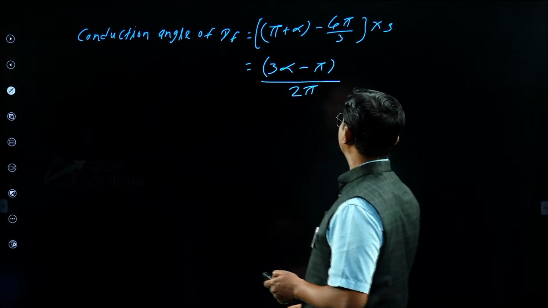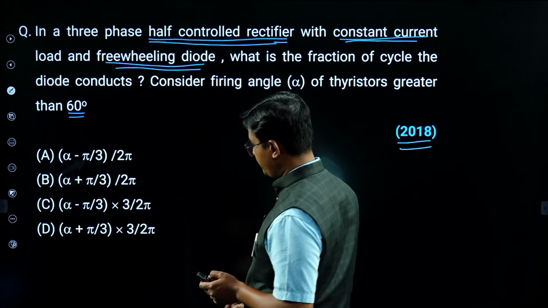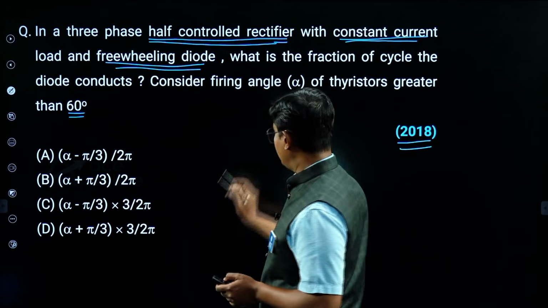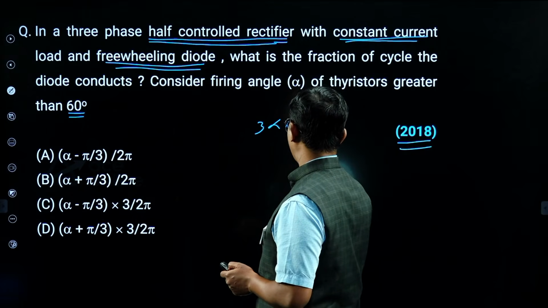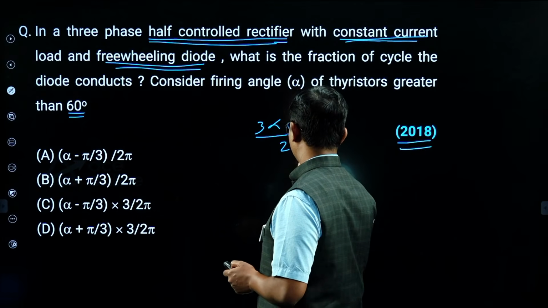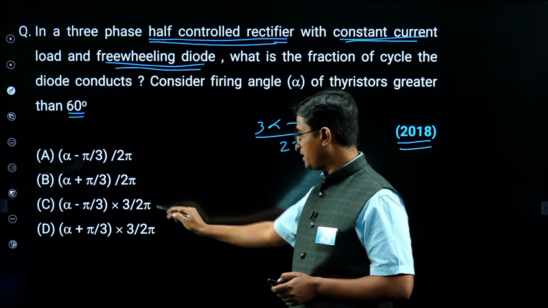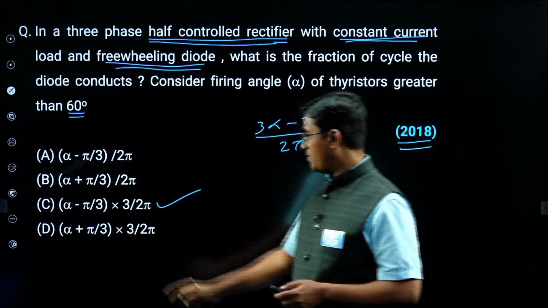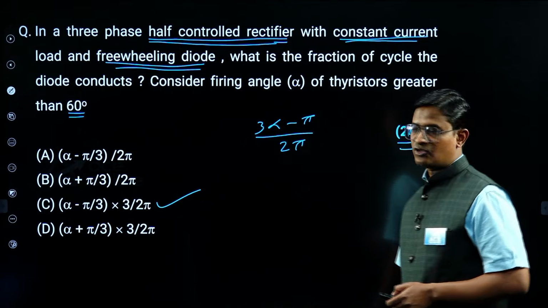Okay? Right. Let us see how they have given the options. We got 3 alpha minus pi upon 2 pi. Which one will match here? I think option C, correct? Check once. Yes, each interval is alpha minus pi by 3, into 3, divided by 2 pi. Correct. So option C is the correct option.